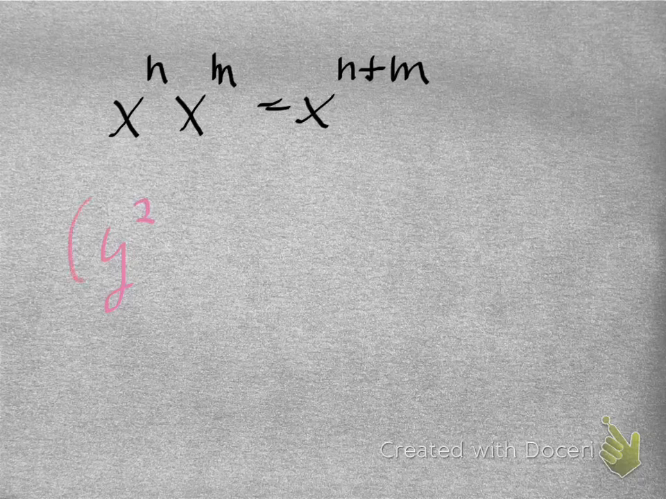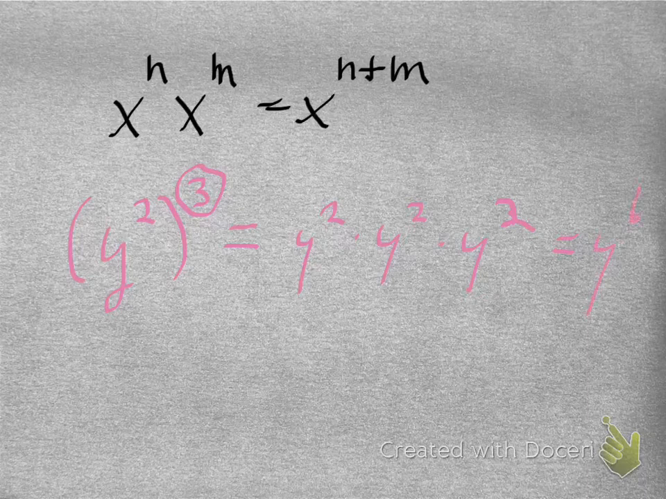Suppose I take y squared, and this time instead of multiplying it by another y with an exponent, let's raise it to a power. Scary. Hold on, let's think about what that really means. The 3rd power here really means what? It means take the y squared and multiply it by itself how many times? 3 times. Now, each of those y squareds is 2 y's, so how many y's do I get total now? 6. Right, y to the 6th power.